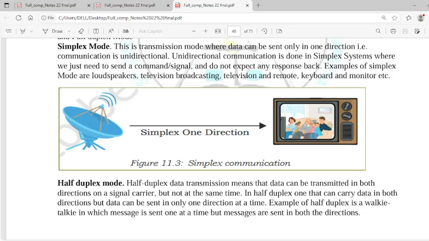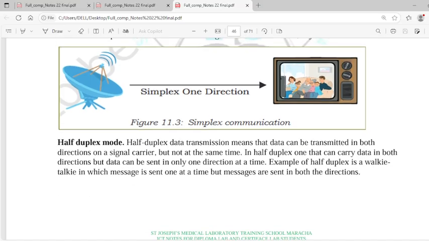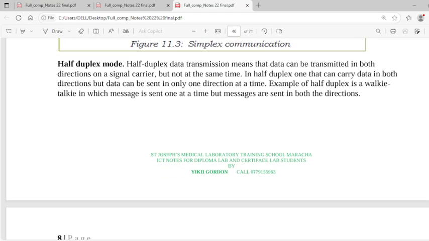We also have a computer keyboard. With the help of the keyboard, you can press here and there, where the signals move from the keyboard to the computer, but no signal will move from the computer to the keyboard. We also have a monitor, and so on. The second type of transmission mode is half duplex.